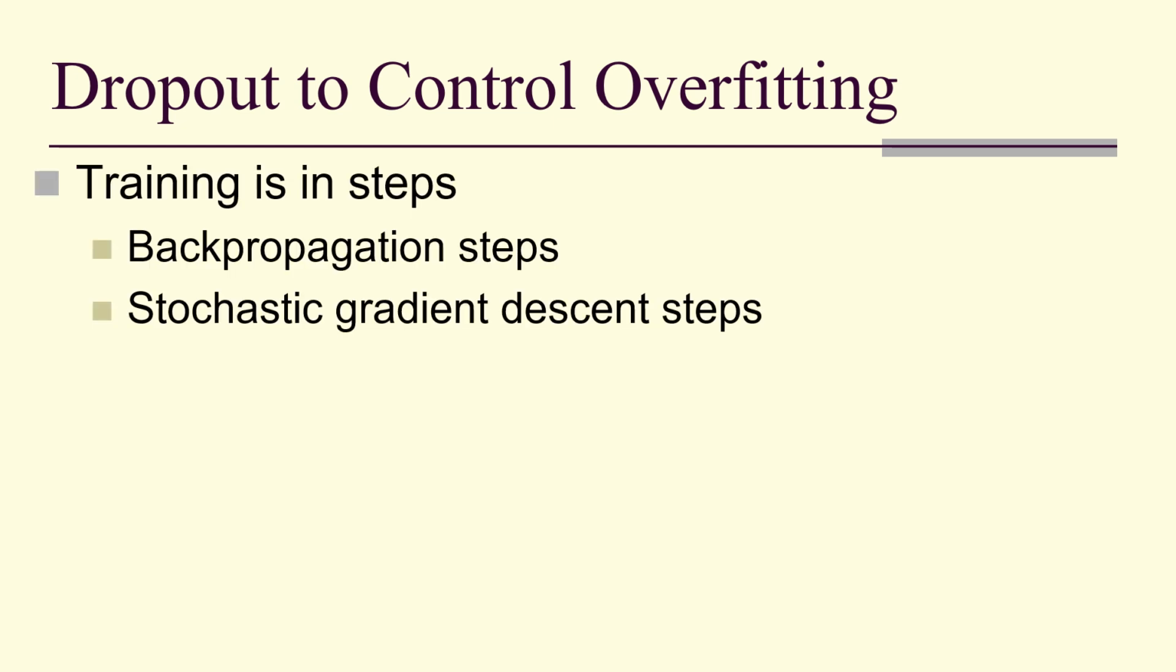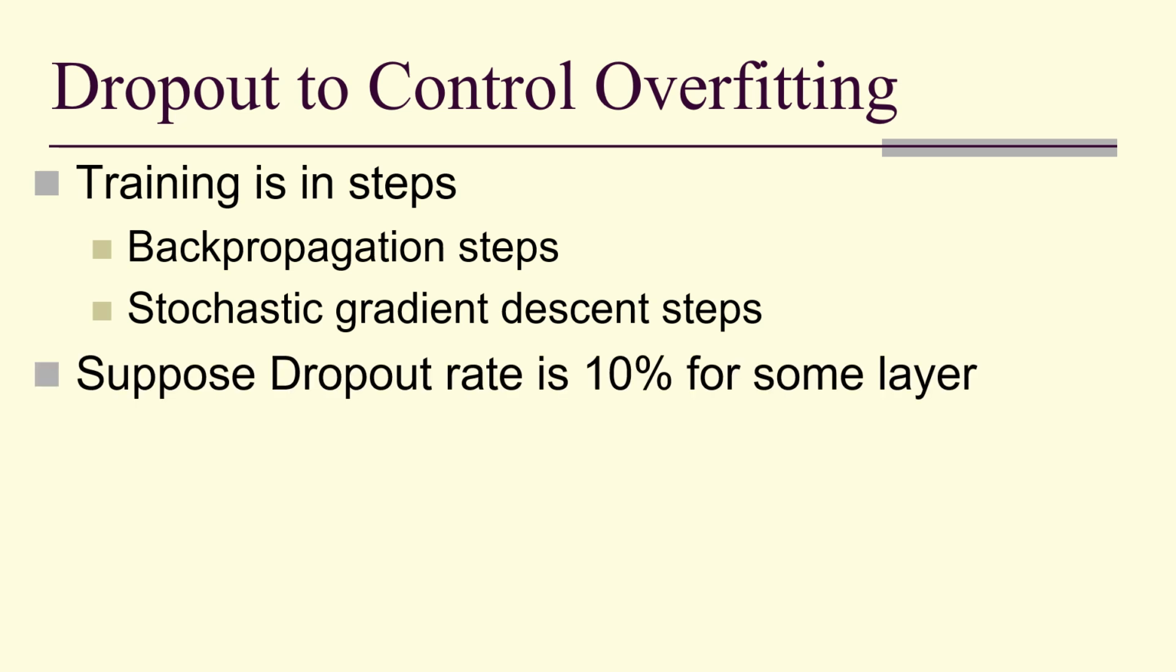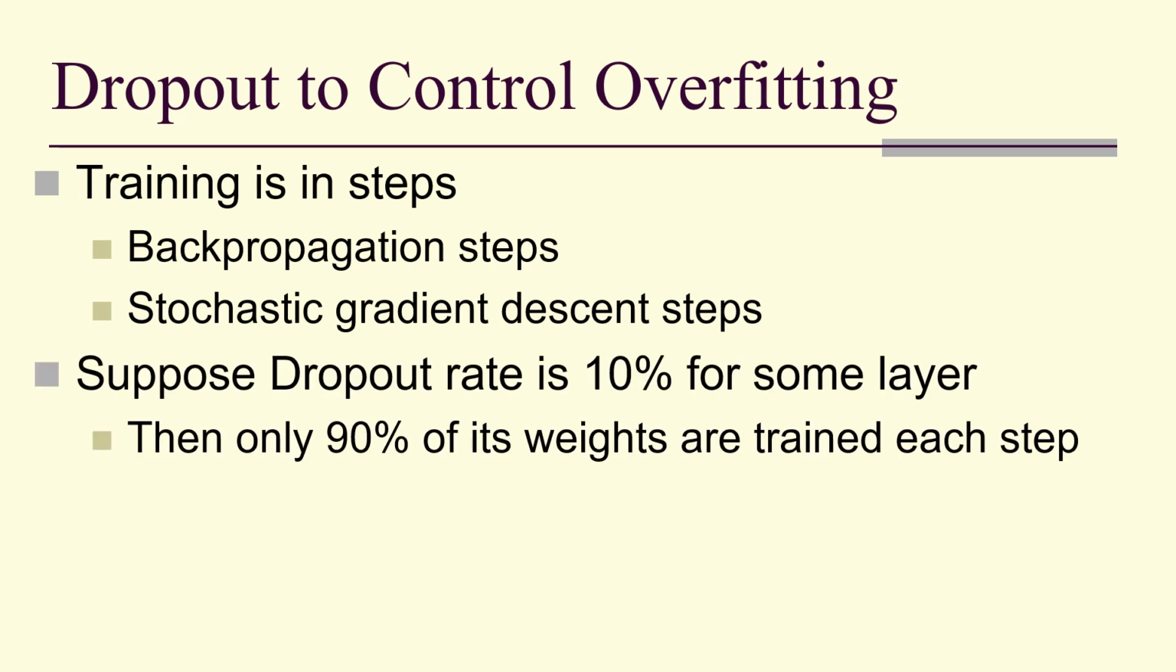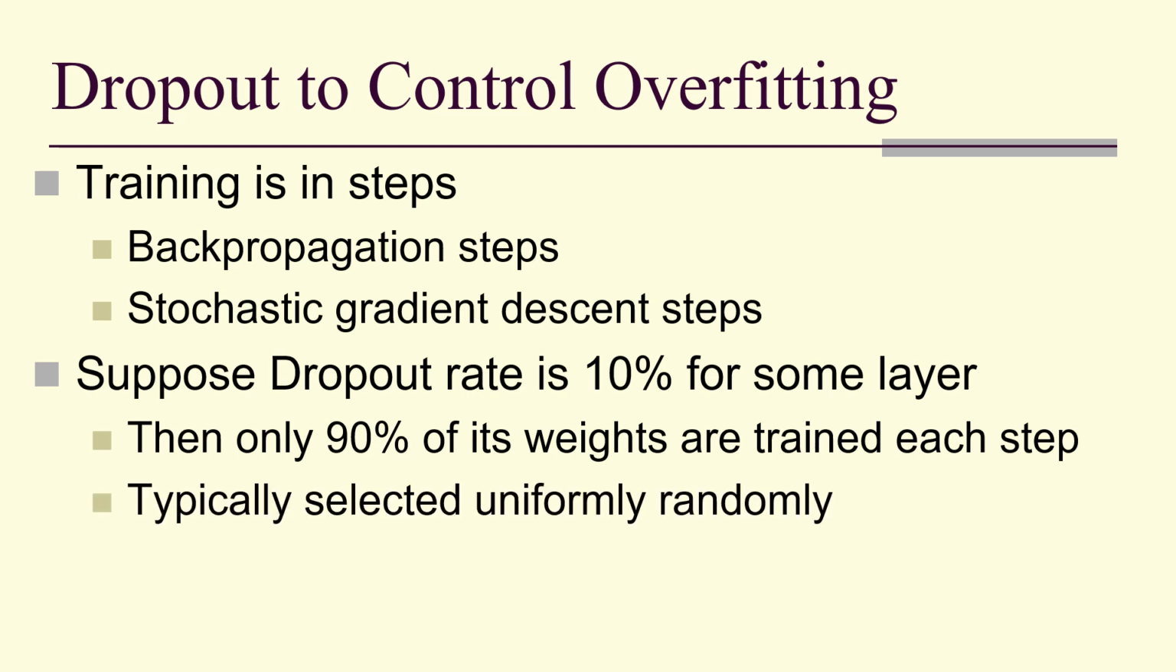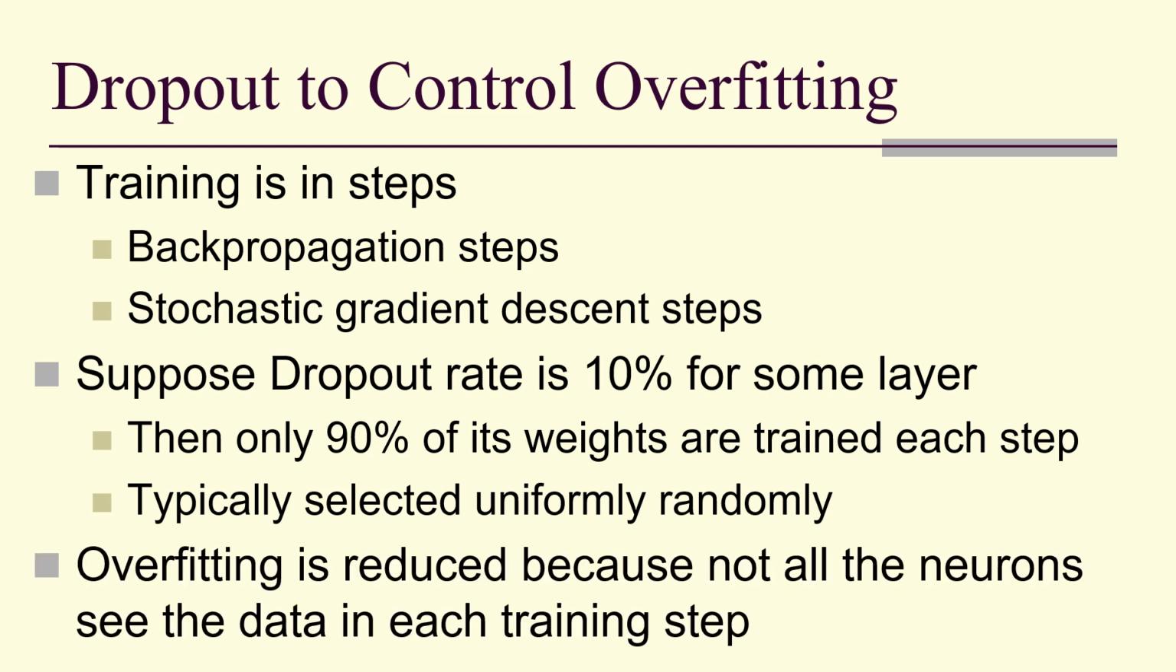And we often use dropout to control overfitting. Training is in steps, backpropagation steps, stochastic gradient descent steps. So if the dropout rate is 10% for some layer, then only 90% of its weights are trained in each step. And we typically select that 10% uniformly randomly. And that reduces overfitting because not all the neurons see the data in each training step.